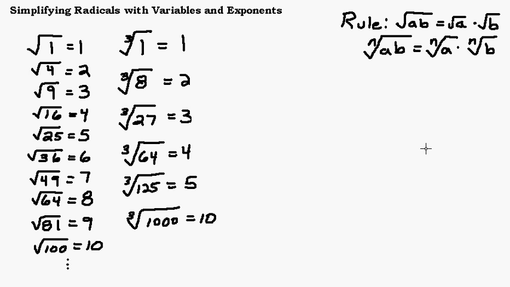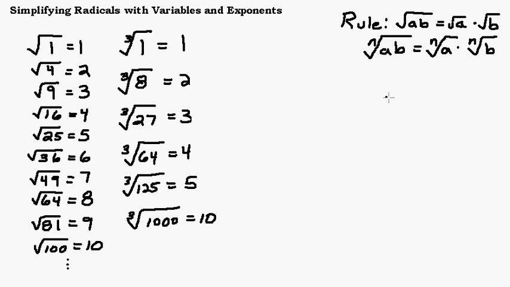In this video we're going to look at simplifying radicals, and we're going to throw in some variables and exponents. So over here I have the list of all the perfect squares, so that if we take the square root of those they come out to be whole numbers, and some beginning of a list of perfect cubes, so that if we take the cube root of those they come out to be nice whole numbers.